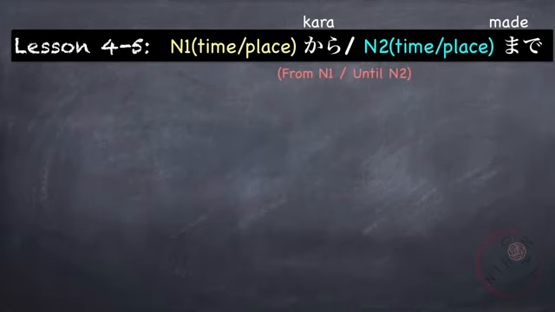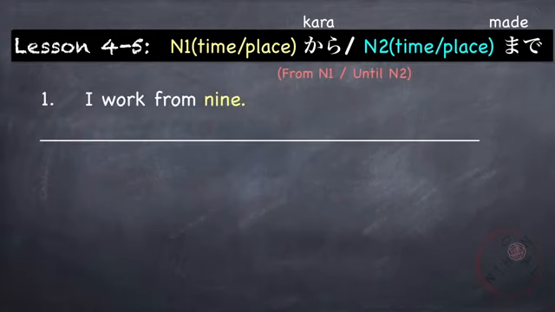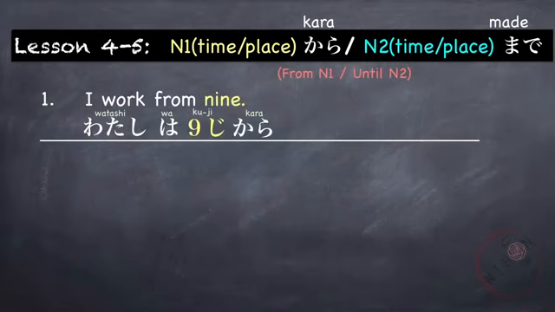Next, から and まで are not always used together. For example, I work from 9. 私は 9 o'clock is 9時. 9時から働きます.